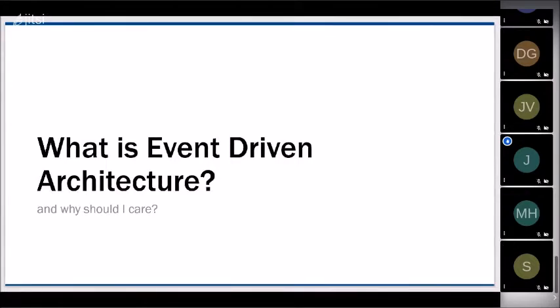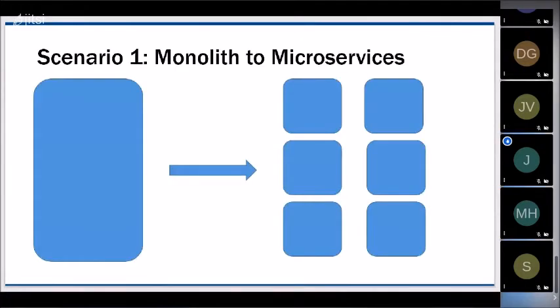We're done, right? No. It's one of those things where it kind of defines itself, but really what I want to do is start off with a couple of different scenarios. And we can begin to define what event-driven architecture is by some of the scenarios that different event patterns can address. So I want to start off with scenario 1, a monolith to microservice.